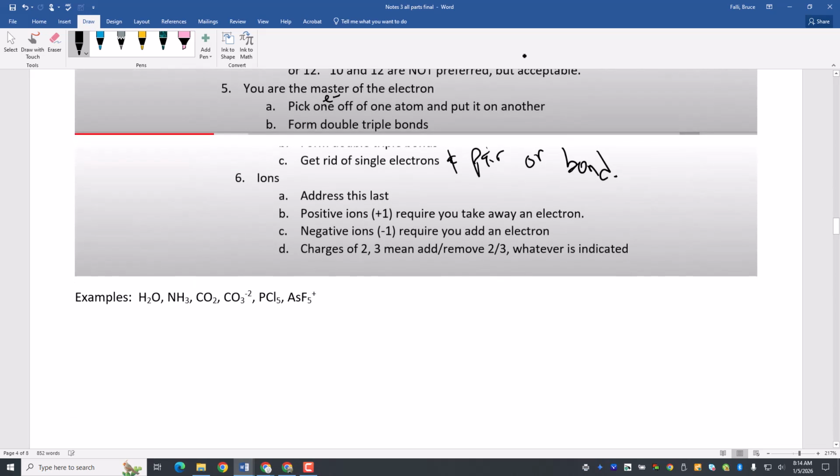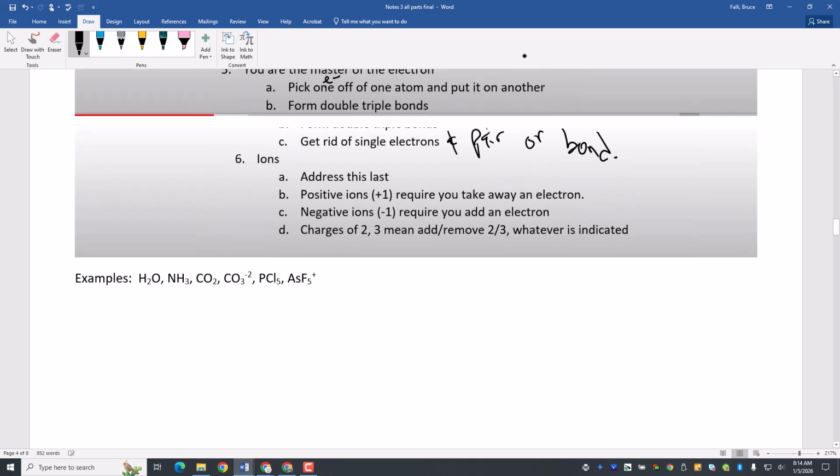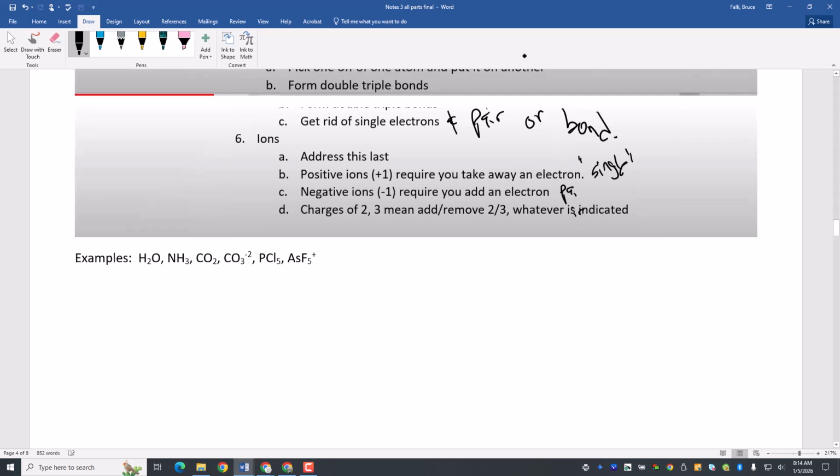Positive ions: if we've got ions, you can take away any electron you want, and that would be a single one. Negative ions require you to add an electron, so you're going to have a single and you're going to pair it up. Charges of 2 or 3 mean add or remove 2 or 3.